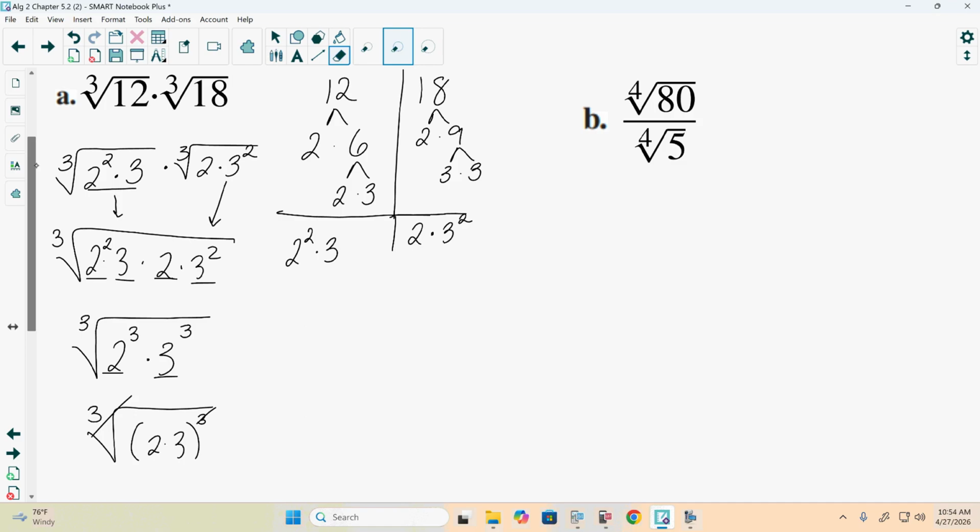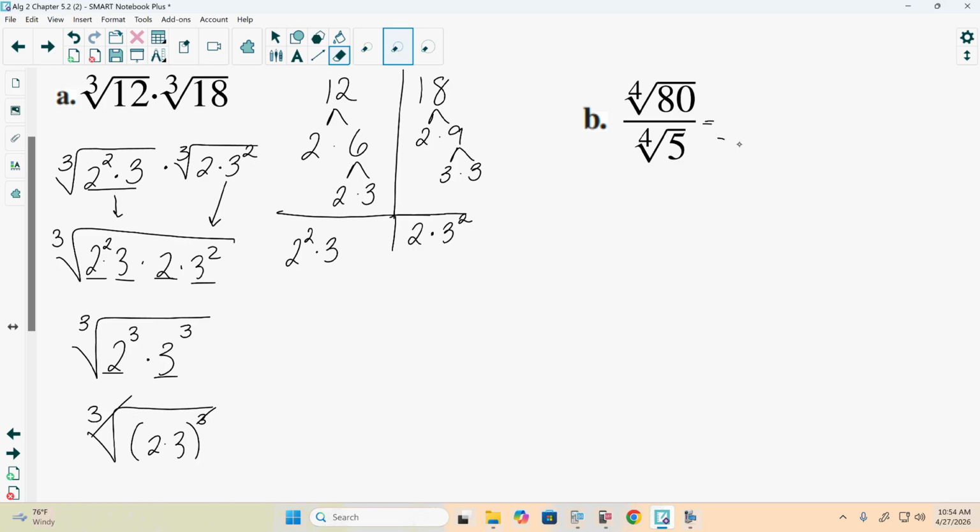4th root of 80 divided by the 4th root of 5. Well, we know the 4th root of 5 is not going to simplify nicely because there's not an integer number multiplied by itself 4 times that's going to give us 5. But does 80 divide by 5 nicely? Can we get an integer solution?